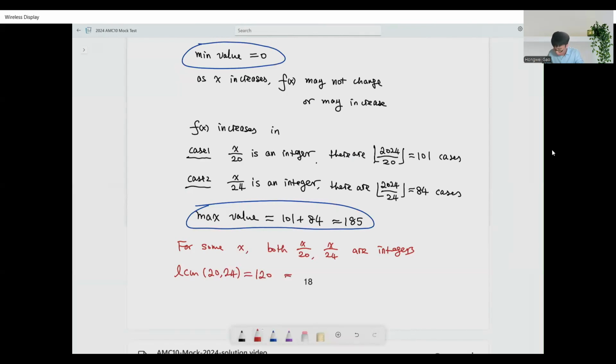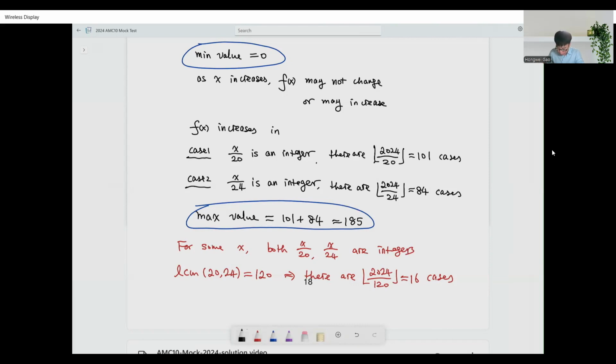So then there are 2024 divided by 100. If we take the integer part, it's 16. There are 16 cases where the function increases by 2. Both parts increase by 1, so it totally increased by 2. In other words, between numbers from 0 to 185, there are 16 numbers not achieved because it increased by 2.